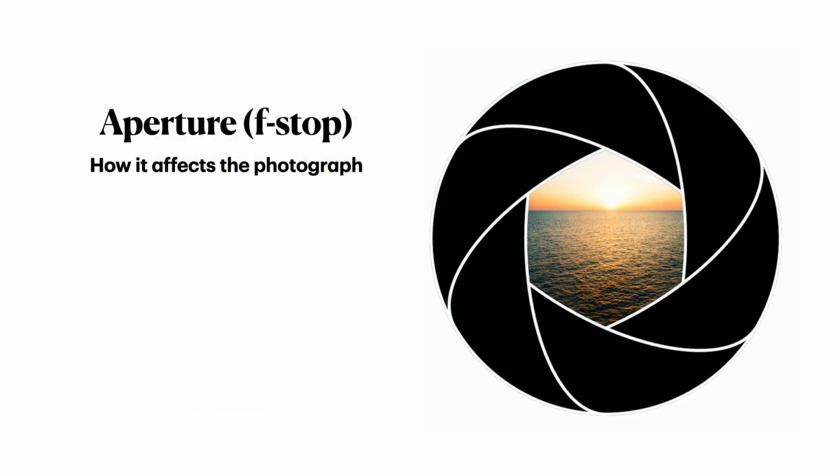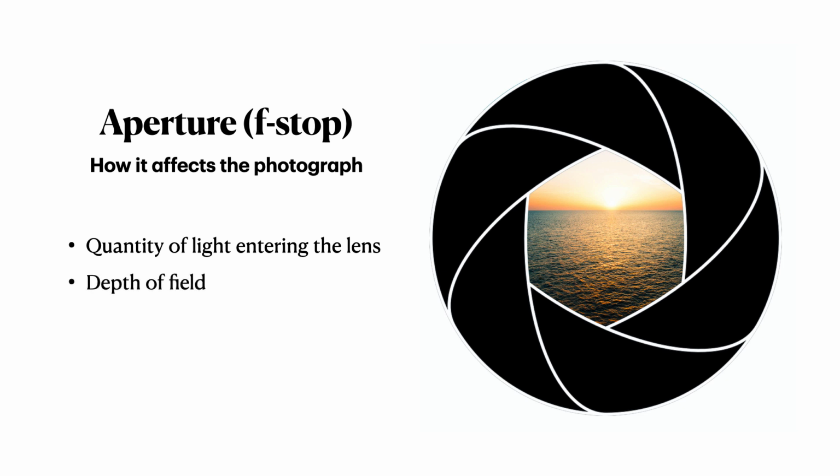Now, this will affect your image in a couple of different ways. First off, obviously, more light coming into the lens. As the aperture is wide open, it's going to let in a lot more light than a closed down f22 aperture. So how much light is entering the lens is one of the things aperture does, but the side effect of that is it controls your depth of field. Depth of field is basically how much of the image is in focus.